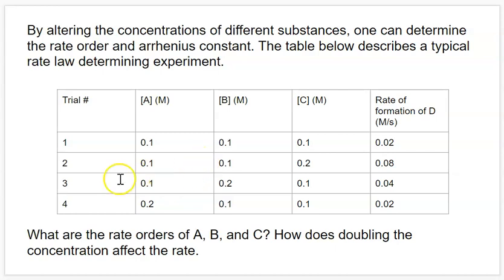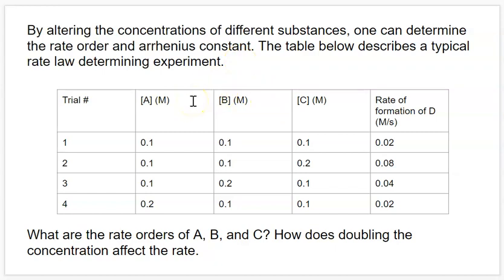Now let's look at our third trial. So in our third trial, we can compare the third trial to the first trial because A is not going to change, B is going to double, and then C is not going to change. So we have a single change in the B variable. We're doubling its concentration to 0.2 molar. And we see a doubling of the rate. We go from 0.02 molar per second to 0.04 molar per second. So that shows us that there is a linear relationship between the concentration change and the rate change for B, which tells us that B is going to have a first order reaction.